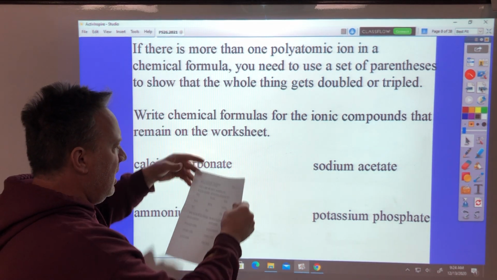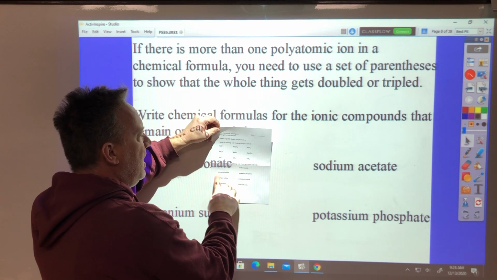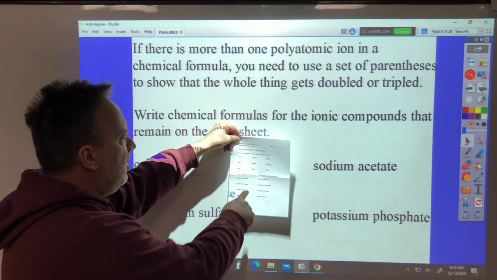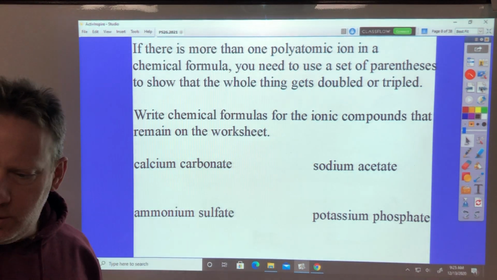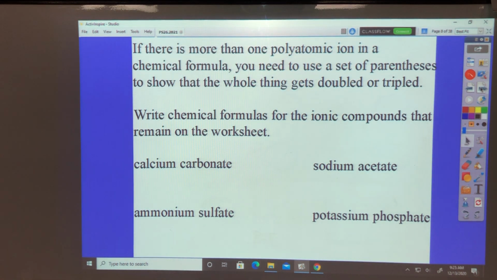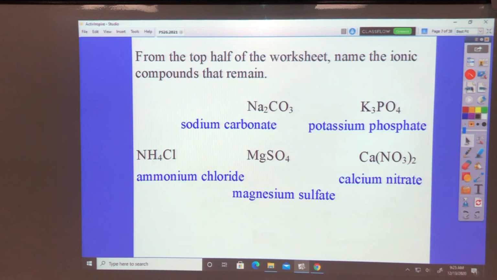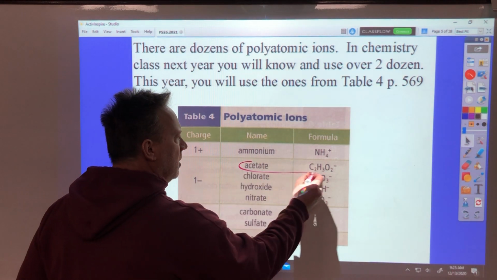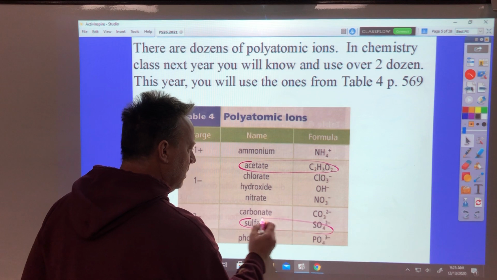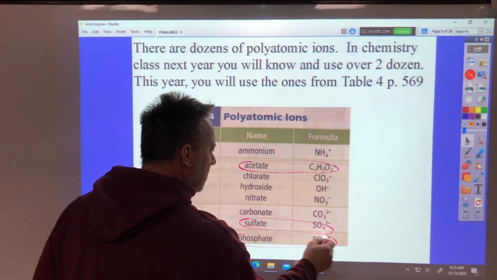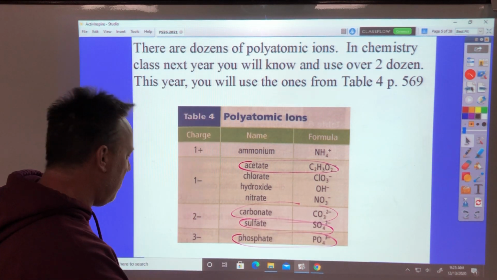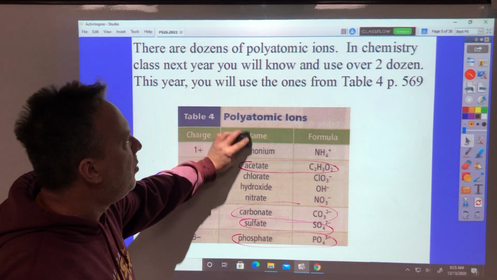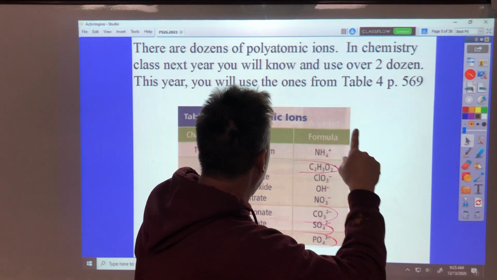Okay, on the worksheet, the bottom 4 out of those 8 we already did. These are the top 4, and they are calcium carbonate, sodium acetate, ammonium sulfate, and potassium phosphate. So we got acetate, carbonate, sulfate, and phosphate. We are going to use acetate, sulfate, phosphate, and carbonate. So use them off that table out of your book. This is on page 569, table 4.